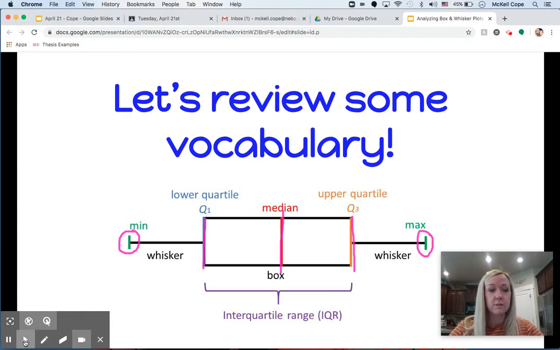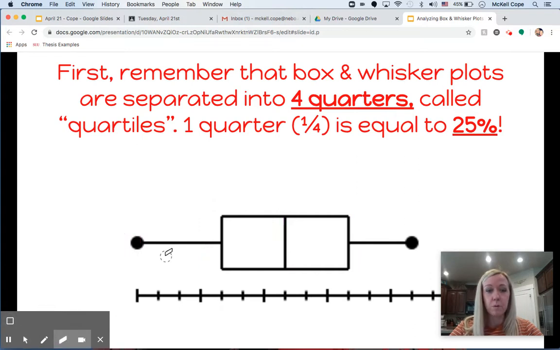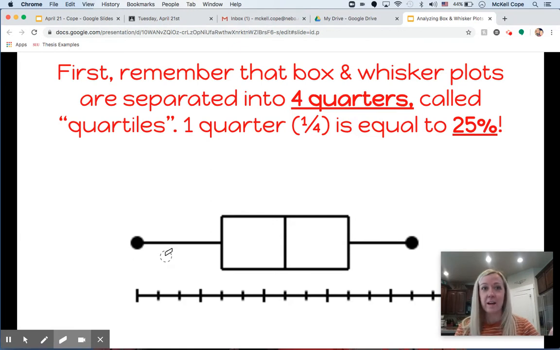So just as a review too, I want you guys to remember that when we are creating a box plot, basically what we're doing is we're separating a long line of data into 4 equal groups. So that's really important to understand. And there are going to be some sets where it's not exact, but they're approximately 4 equal quarters. So let's take a look at what that looks like.